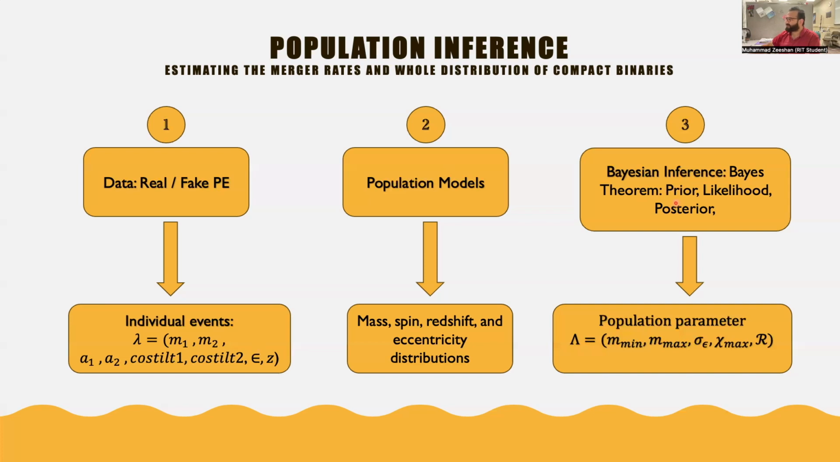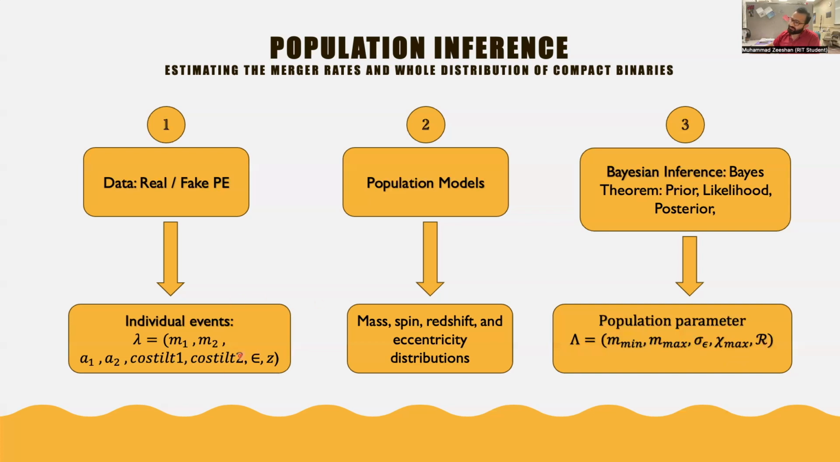Prior, we provide basically that. I will not go into the detail. I hope you guys know about it because this is not an introductory tutorial. So that's for the scientists. So we need prior, likelihood, posterior, and what we get from there: the minimum and maximum mass, eccentricity distribution, maximum spin, and spin distribution. R is for the merger rate.